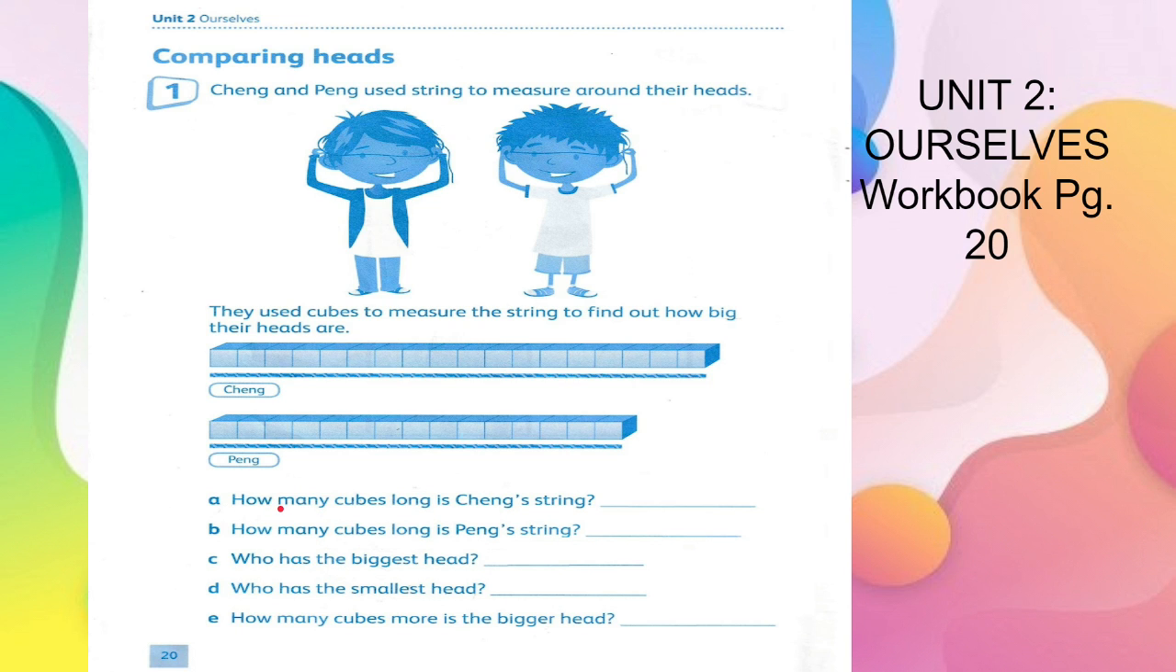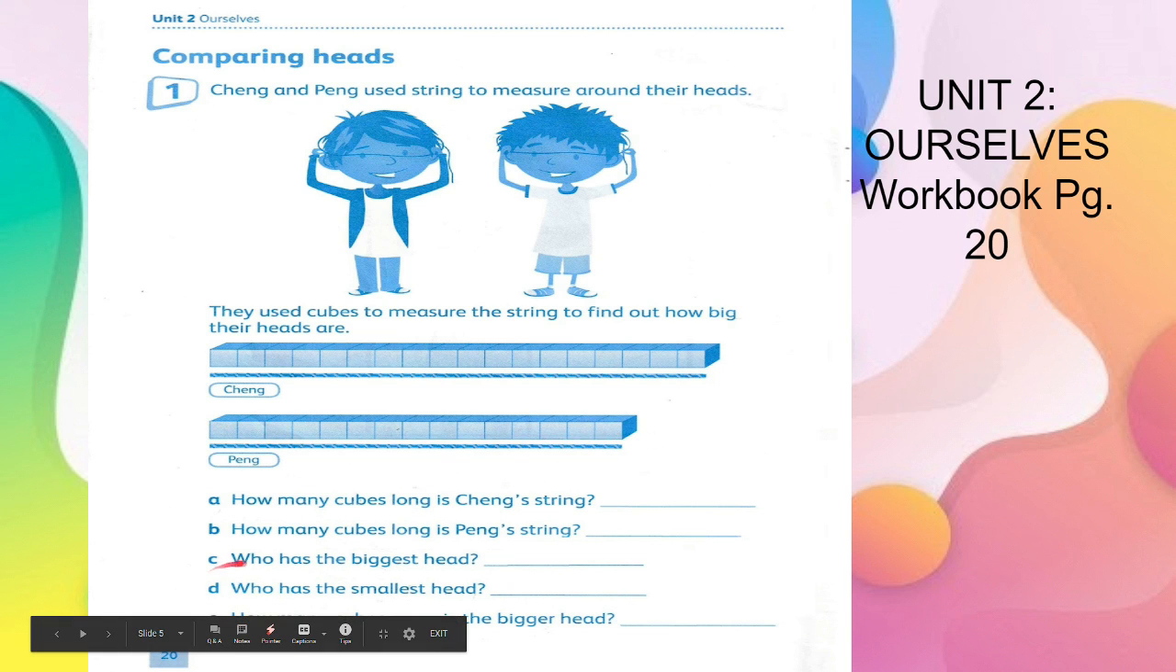A. How many cubes long is Cheng's string? Letter B. How many cubes long is Peng's string? You will count the cubes. Letter C. Who has the biggest head? D. Who has the smallest head? Letter E. How many cubes more is the bigger head?